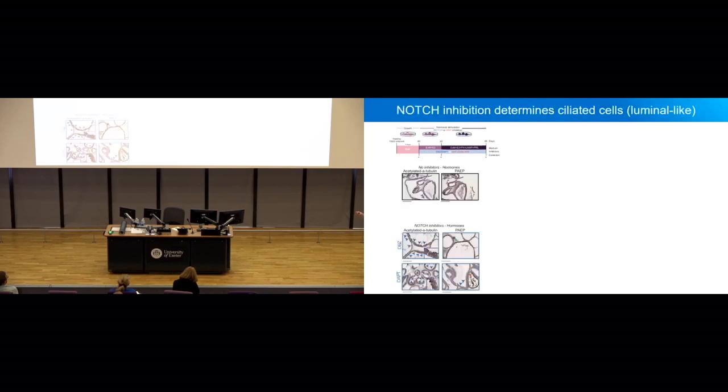And what we found is that if we added Notch inhibition, you have a lot of ciliated cells, and you have very few secretions, as you can see by the staining of PAP, if you compare it with controls. I'm sorry that the laser is not really working. And that really recapitulates what happens in the lumen, where you have a lot of cilia and you don't have that many cells that are secretory.